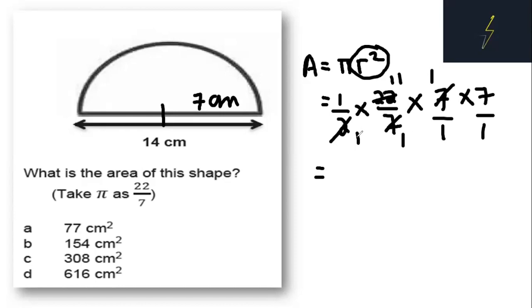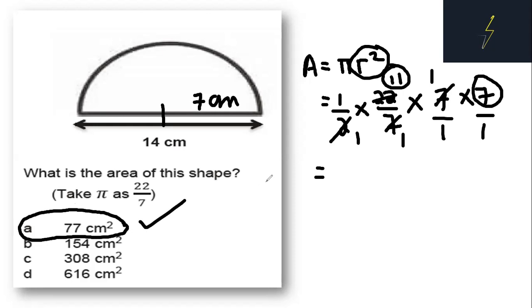2 into 2 goes 1. 2 into 22 goes what? 11. 7 cancels 7. Do you see that? Notice everything down here says just 1, not true? You can just ignore the ones and look at the 11 and the 7. And 11 times 7 is what? 77 centimeter square. All right.